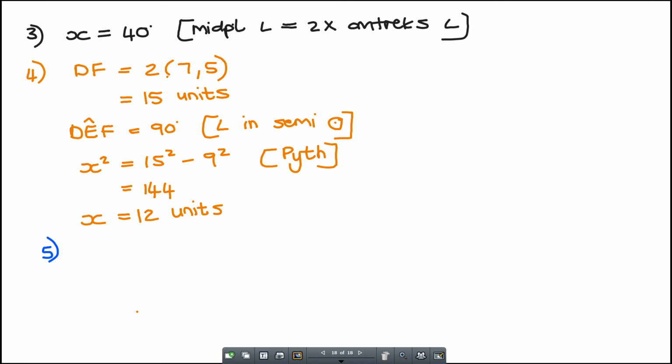Okay, so the circumference angle is 30. The midpoint angle, which is y, will be double that.